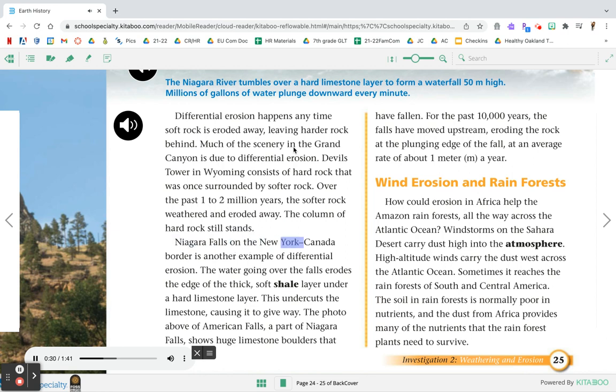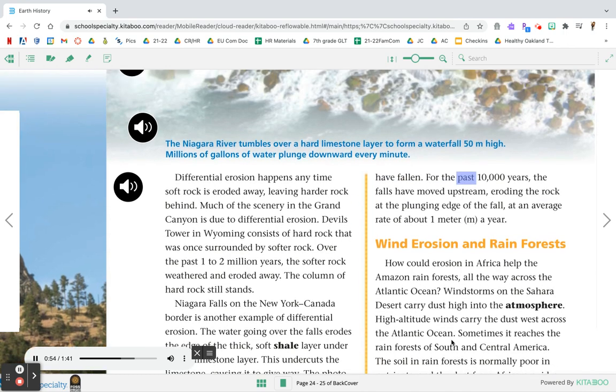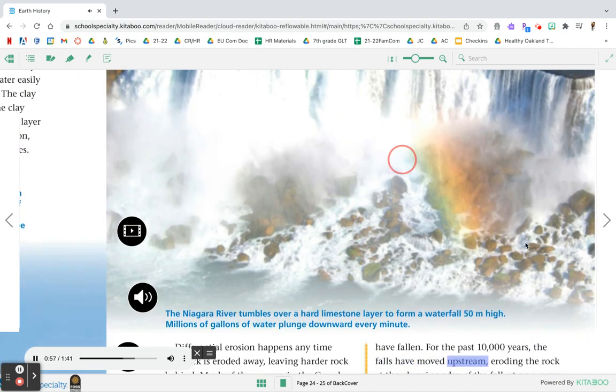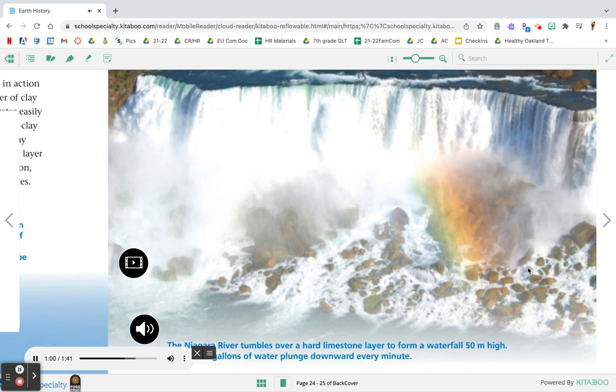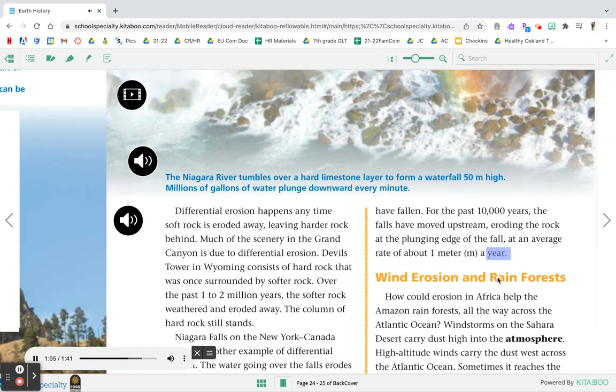Niagara Falls on the New York-Canada border is another example of differential erosion. The water going over the falls erodes the edge of the thick, soft shale layer under a hard limestone layer. This undercuts the limestone, causing it to give way. The photo above of American Falls, a part of Niagara Falls, shows huge limestone boulders that have fallen. For the past 10,000 years, the rocks have moved upstream, eroding the rock at the plunging edge of the fall, at an average rate of about 1 meter (m) a year.